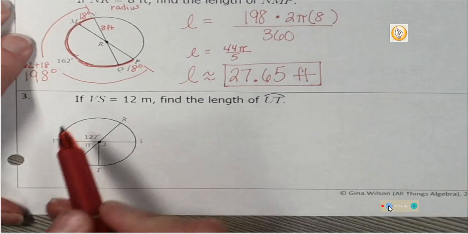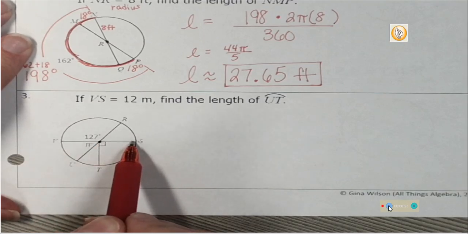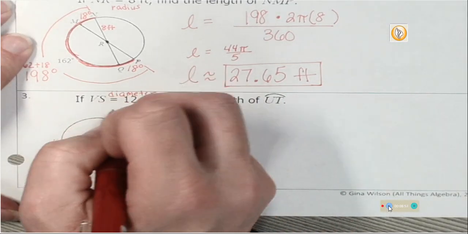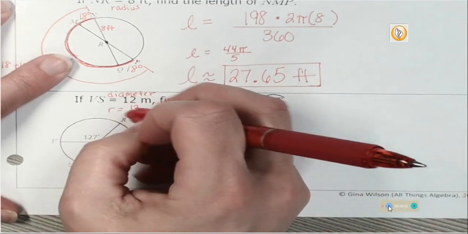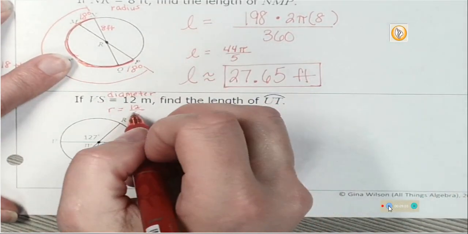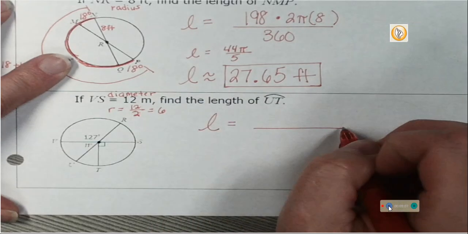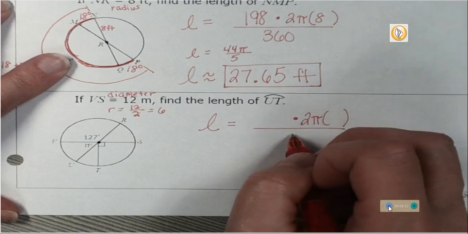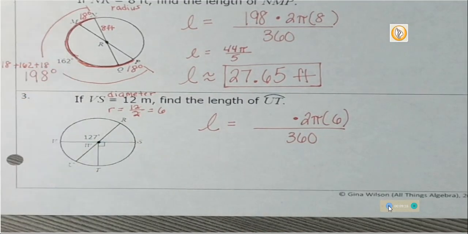If VS is 12 meters, what part of the circle is VS? Diameter. So if this is the diameter, how do I find my radius? You divide it by 2. I divide by 2, not 6. I did the math in my head and wrote it down. So 12 divided by 2 would be 6. So I'm finding the length, so I have my fraction. I'm going to times it by 2 pi r over 360, and you just found out your radius is 6.